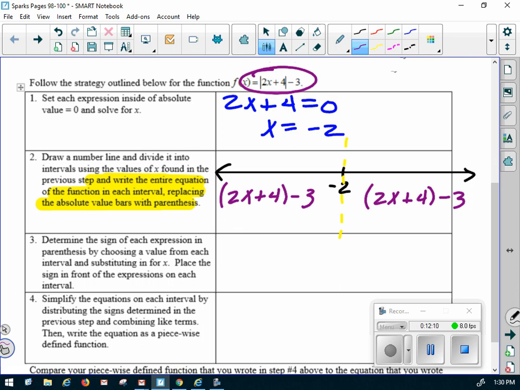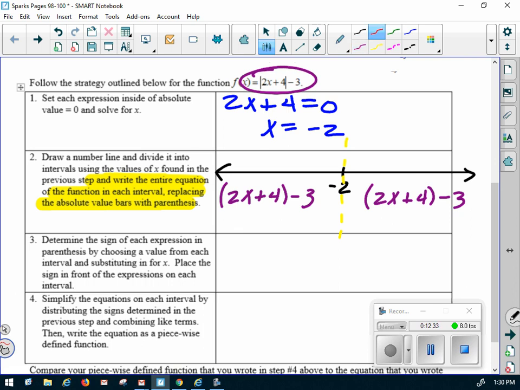Now let's go to step 3, but I'm going to do the work on step 3 on the box on step 2. Determine the sign of each expression in parentheses by choosing a value from each interval and substituting in for x. Place the sign in front of the expression on each interval. That's a whole lot of hoo-ha to say to do this.